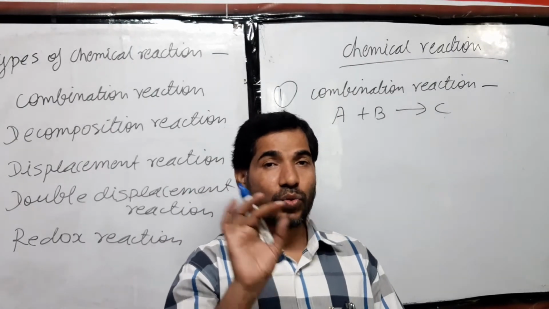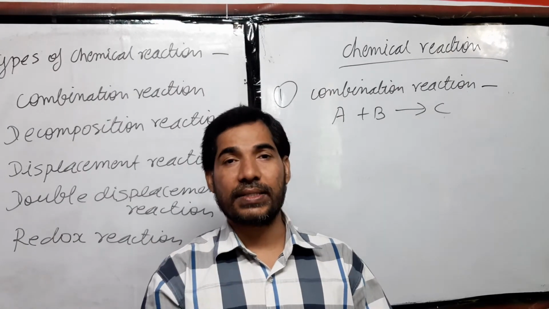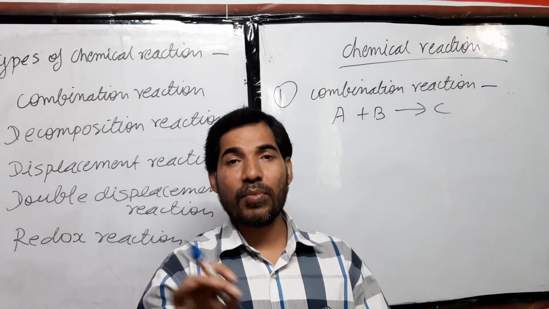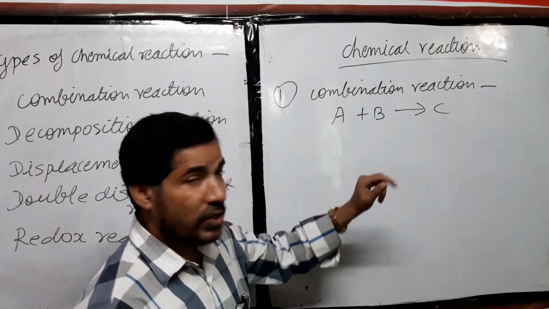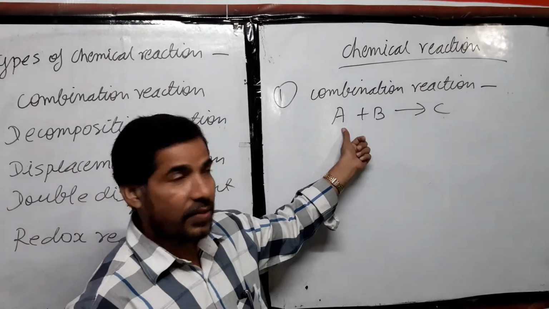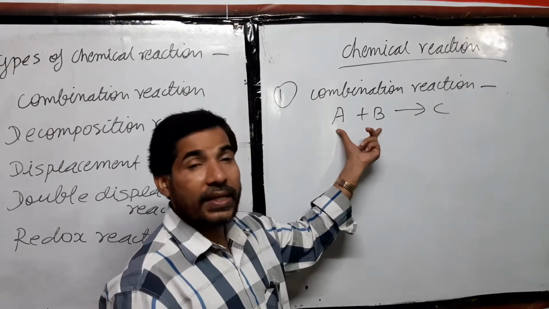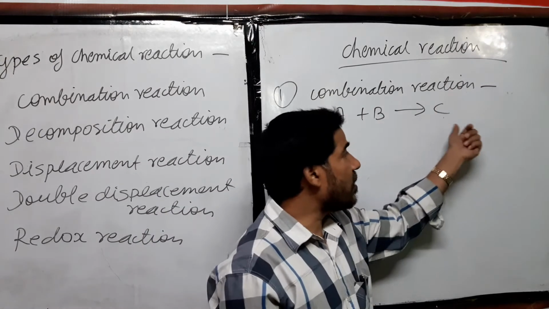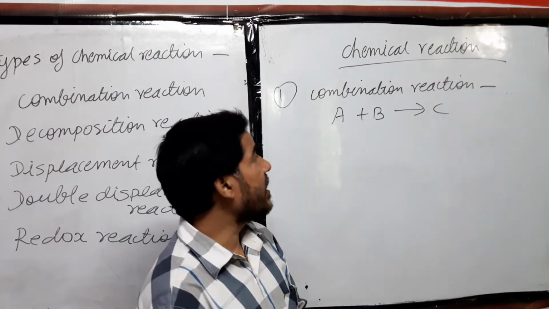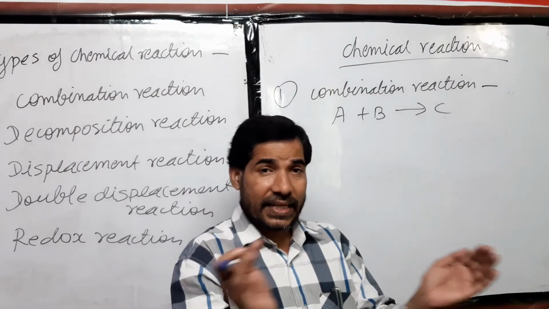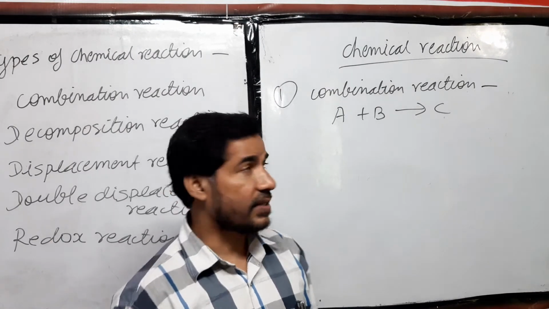Once again, those chemical reactions in which 2 or more than 2 substances combine and form a new substance are called combination reactions. Here in this format you are seeing A is a substance, B is another substance, and when both get combined, then a new substance C is formed. So if in a chemical reaction 2 or more substances combine and form a new substance, it will be an example of combination reaction.